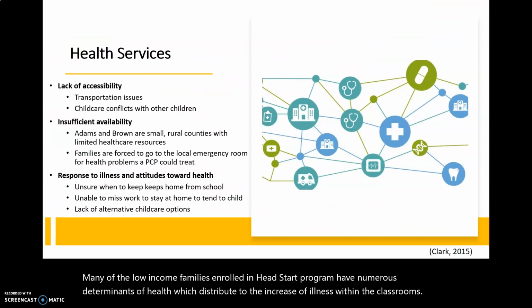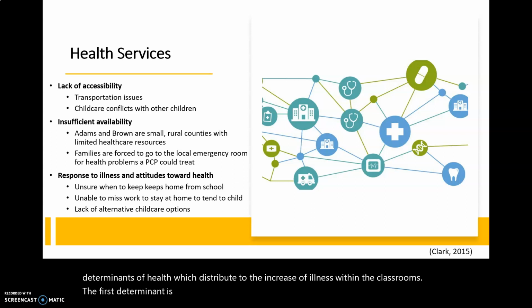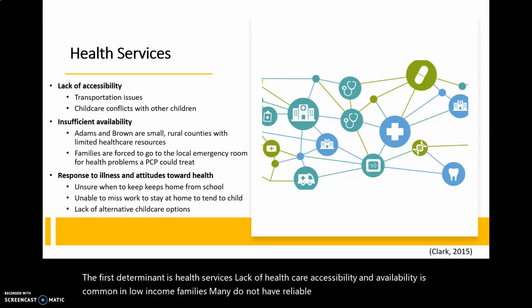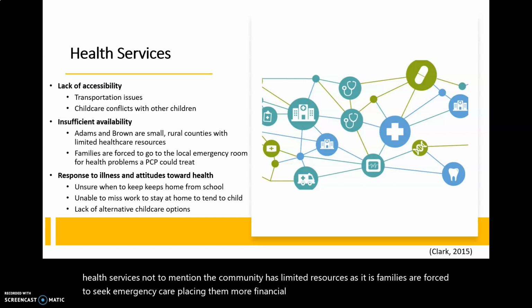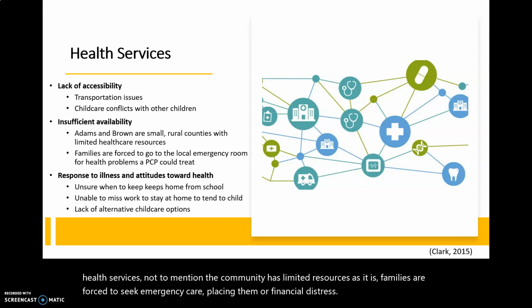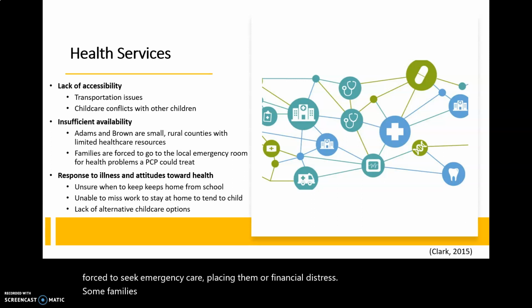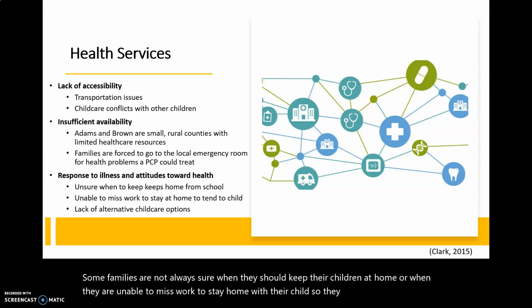The first determinant is health services. Lack of healthcare accessibility and availability is common in low-income families. Many do not have reliable transportation, cannot afford health services, not to mention the community has limited resources as it is. Families are forced to seek emergency care, placing them under more financial distress. Some families are not always sure when they should keep their children at home, or they are unable to miss work to stay home with their child, so they send their child to school anyway.